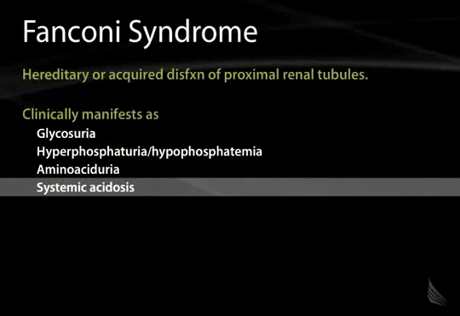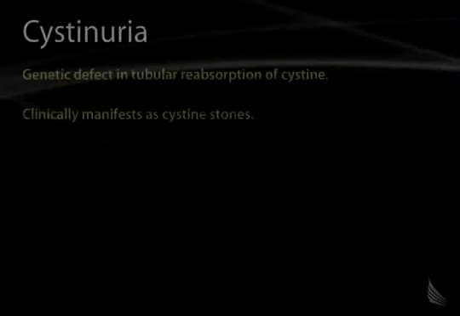Basically, what happens in this disease is you're not able to reabsorb or secrete things from the tubules as you normally would, and that leads to all of these clinical manifestations. That's all you really need to recognize about Fanconi syndrome. You'll learn later in hematology the hematologic manifestations of this disease that come along with it.